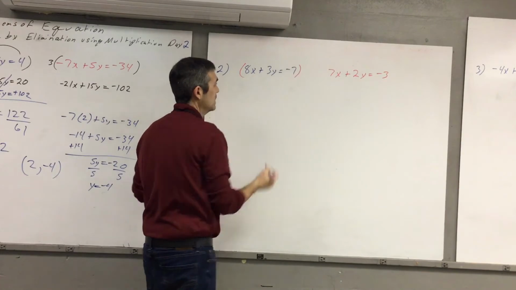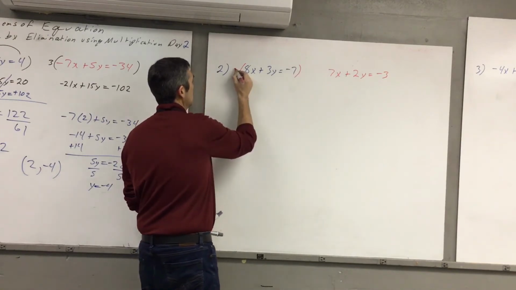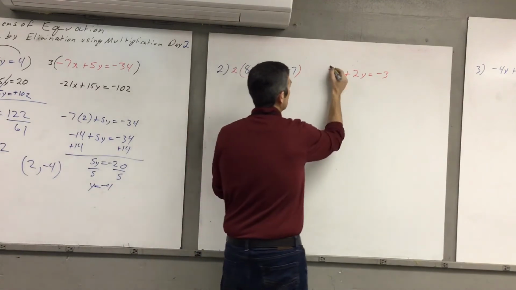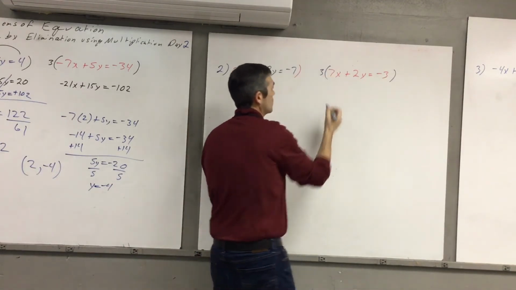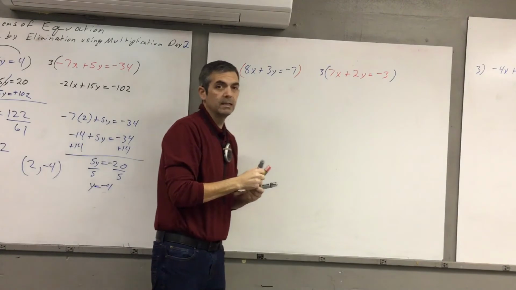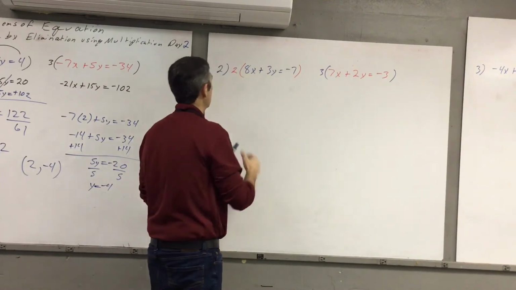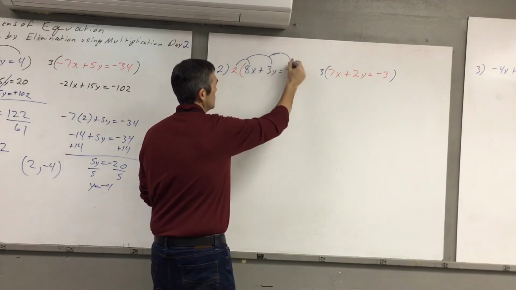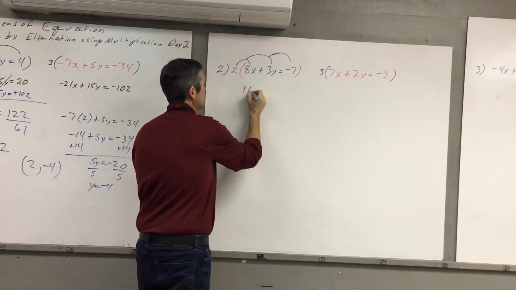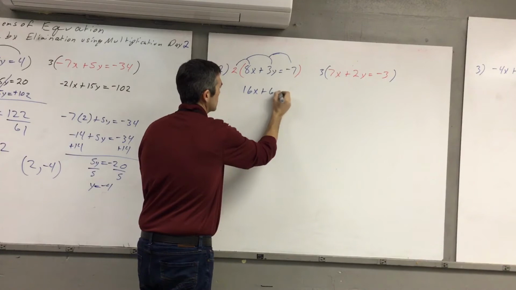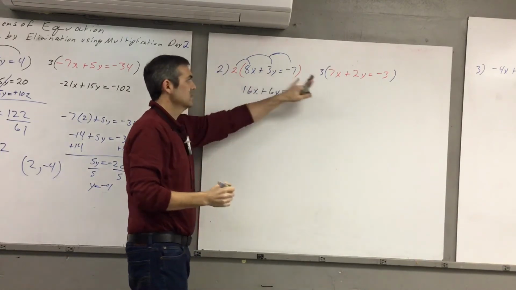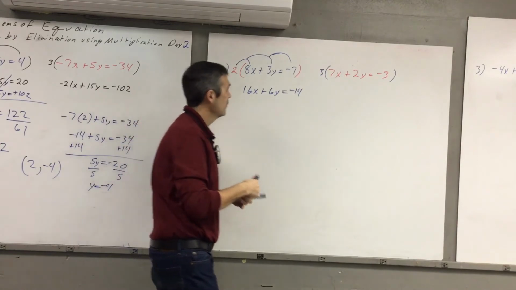So I'm going to multiply this times the 2, and I'm going to multiply this times the 3, and then I'm going to line them up, right? So 2 times 8, 2 times 3, and 2 times 7. So this gets me 16x plus 6y equals negative 14. Okay, so that's that one. And then you're going to come over here and do this one.